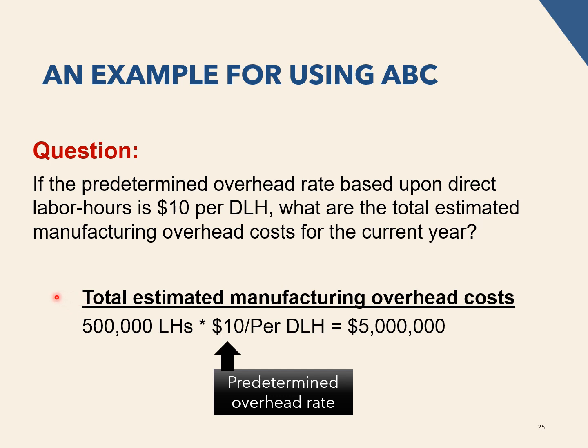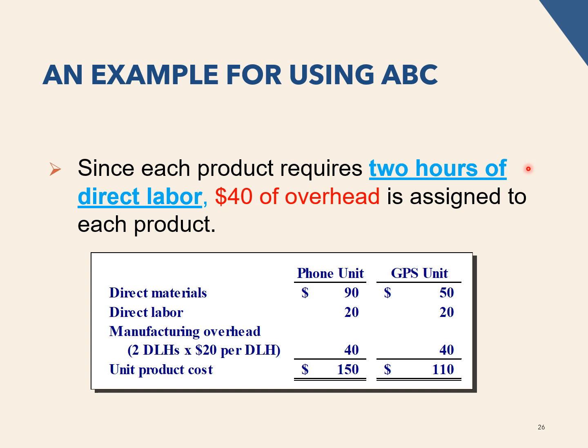The total estimated manufacturing overhead cost will be $5 million. You take 500,000 direct labor hours times 10 per direct labor hour. So the answer will be $5 million. Since each product requires 2 hours of direct labor, $40 of overhead is assigned to each product. You take 2 direct labor hours times 20 per direct labor hour for both phone and GPS. So 40 here and 40 here as well.